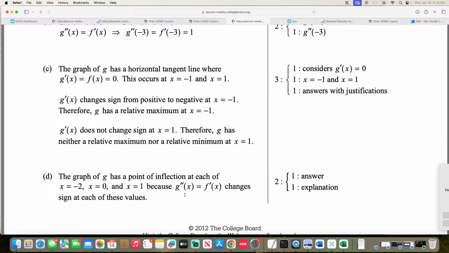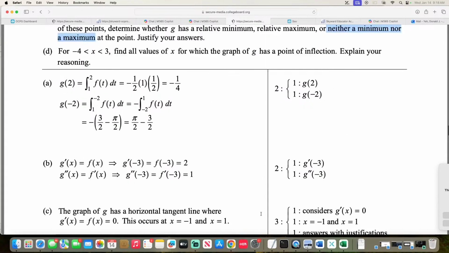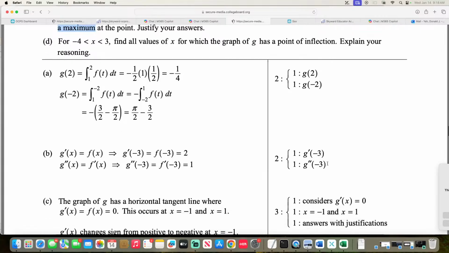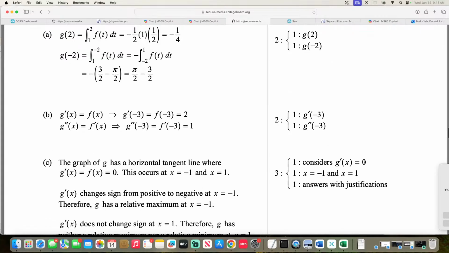And they give you a scoring rubric, so I'm teaching you how to read the rubric. Sometimes you just write down g prime of x equal to 0, and that's going to give you 1 point. It does not require you to write down a lot of stuff. Questions? All right, let's go to the other one.